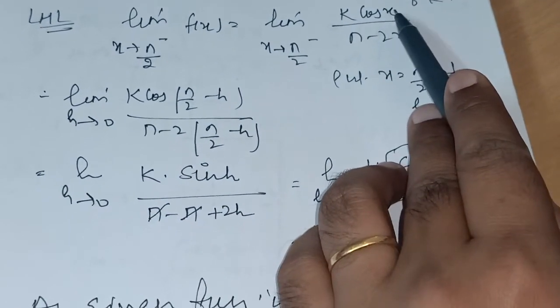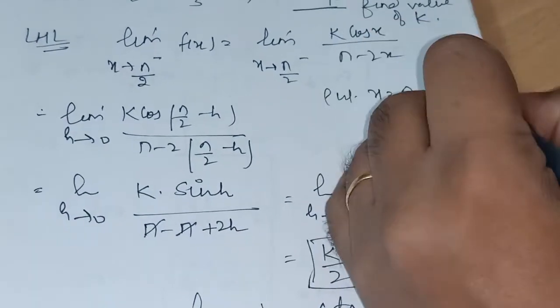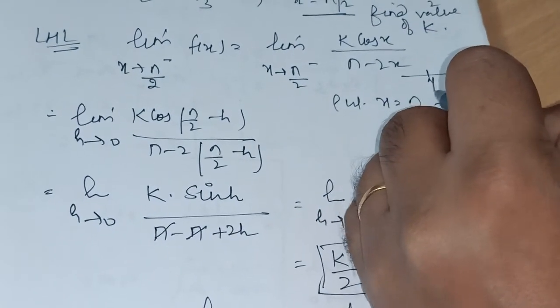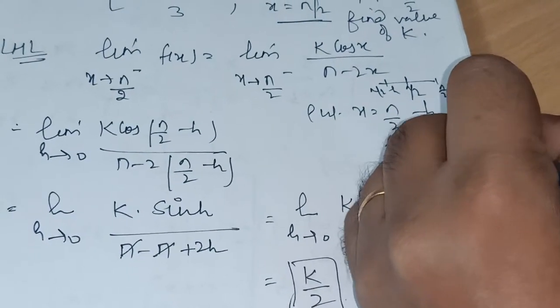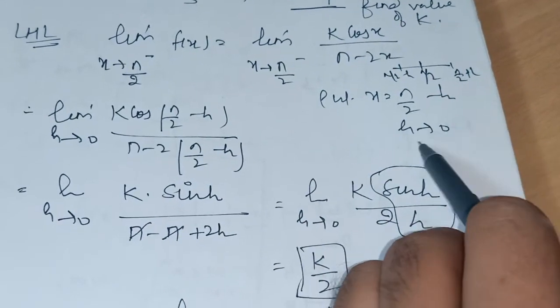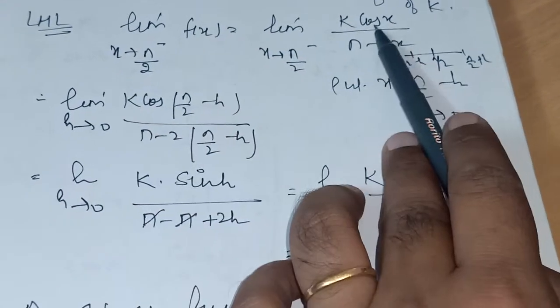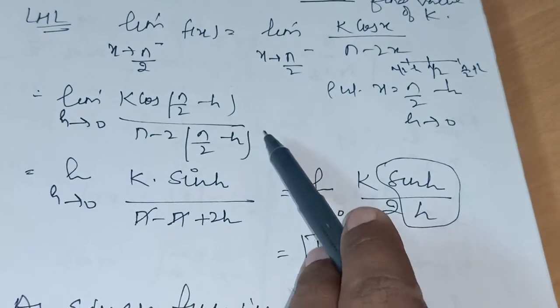The given function is k cos x by pi minus 2x. For pi by 2 negative, again in the neighborhood of pi by 2, left is pi by 2 minus h, right is pi by 2 plus h. So replace x by pi by 2 minus h, as h tends to 0: limit h tends to 0, k cos(pi by 2 minus h) over (pi minus 2 into (pi by 2 minus h)).